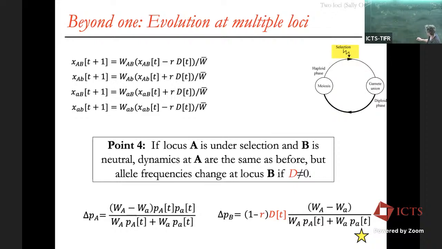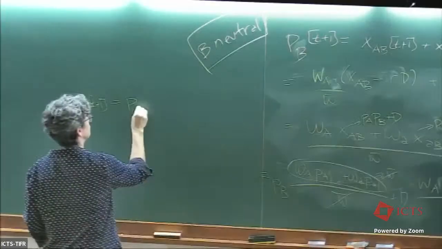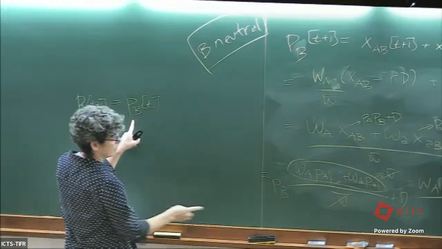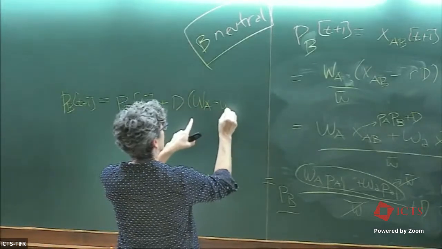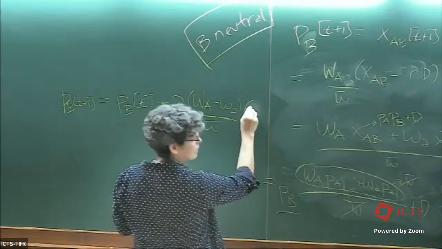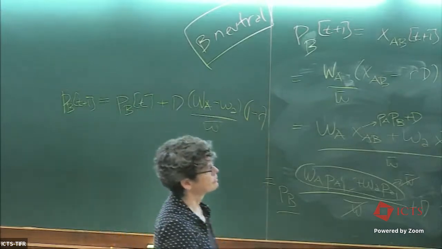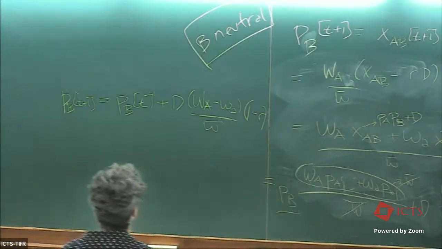I want to factor this. I'm going to take a disequilibrium out. And I get that. And then I can kind of see, oh, the fractions are the same in the two cases. So what do I have left? So I have overall, in the next generation, at the B locus, the frequency at the B locus in the previous generation, plus the disequilibrium times W big A minus W little a over the mean fitness times 1 minus R. Okay.